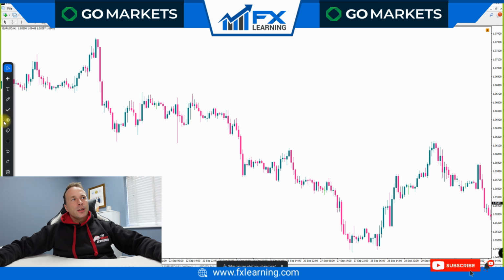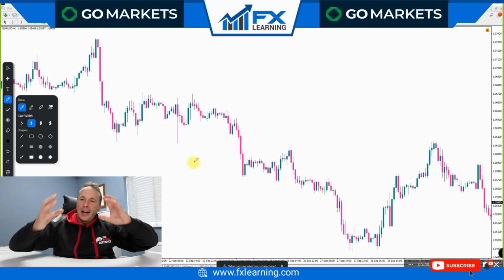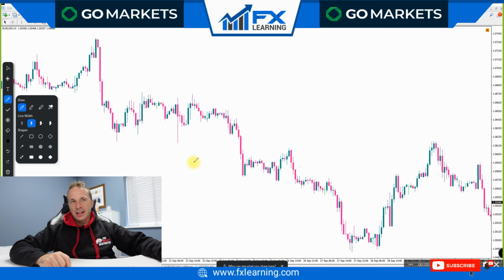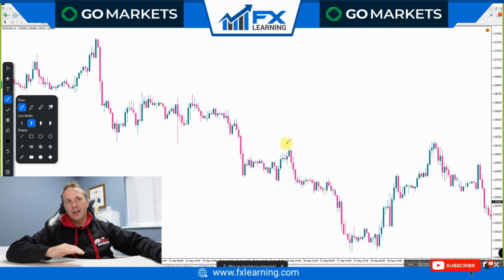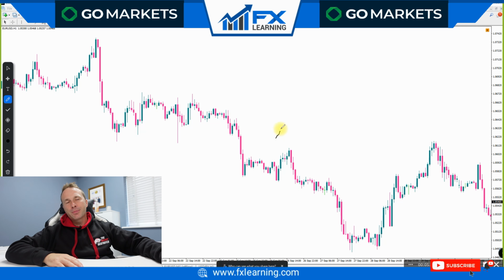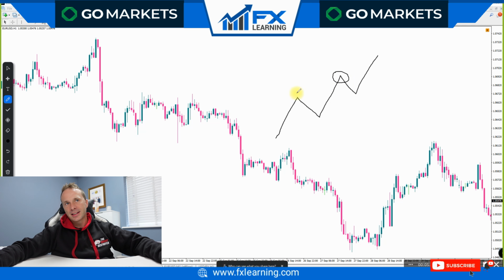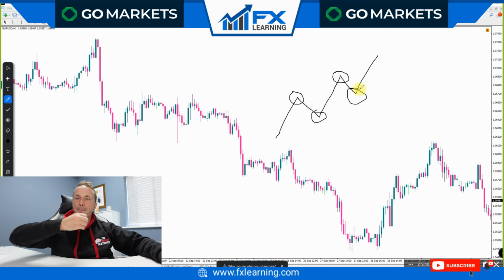Okay. So let's first of all identify a pullback and trend, okay? So let's use an uptrend for example, okay? As price goes up like this here, this will be an uptrend. Then price will pull back and then price will go into an uptrend and then a pullback and uptrend. And all along it is creating higher highs like this here and higher lows. Okay, so this is an uptrend. What it means is there are buyers in the market, okay?